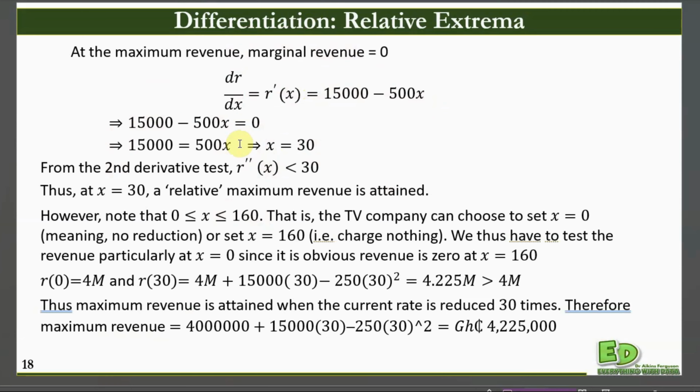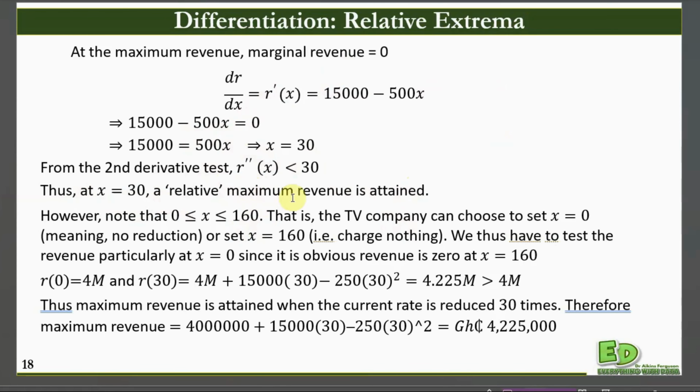So the second derivative test is going to confirm that if we reduce it 30 times, that will give us a maximum revenue. So if you take the second derivative test on this differential, we are going to get negative what? 500, right? Negative 500, which shows that that point is a what? Is a maximum point, right? It's a maximum point. So at x equal to 30, the relative maximum revenue is attained.